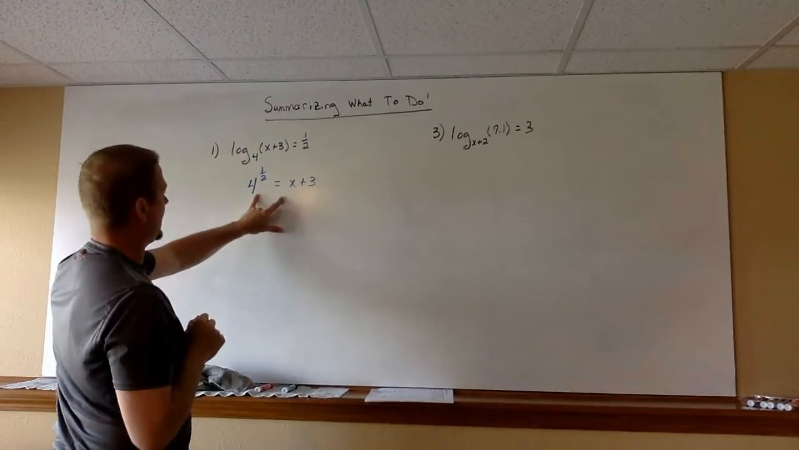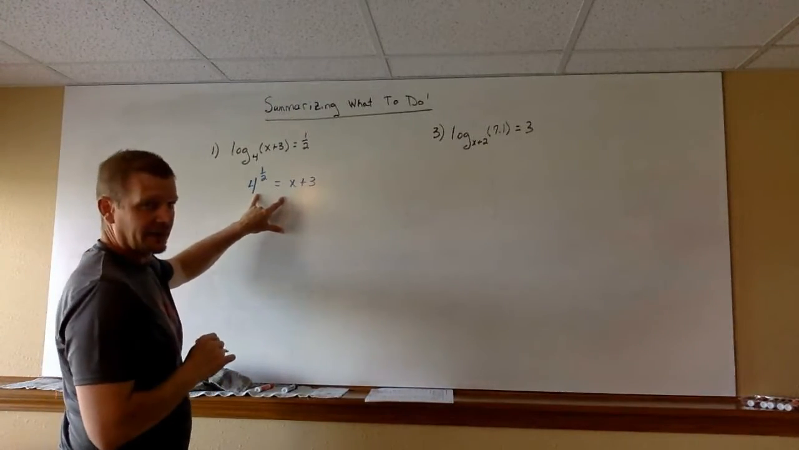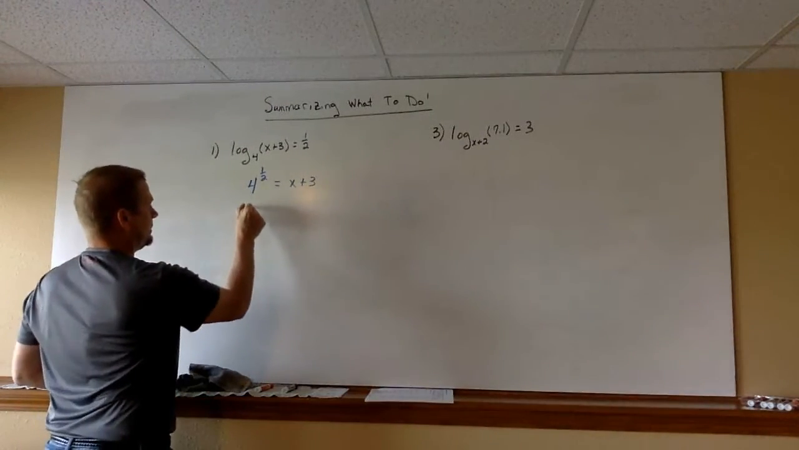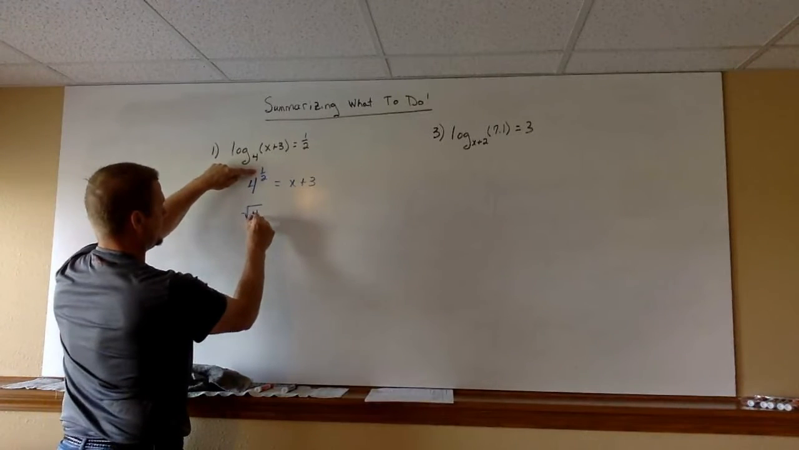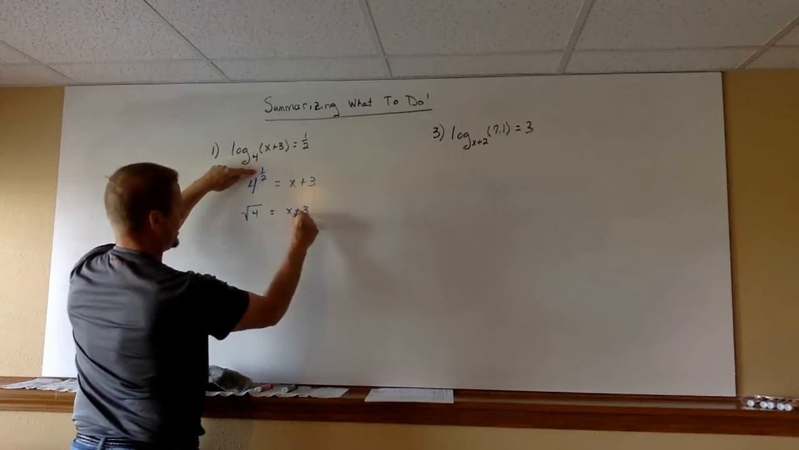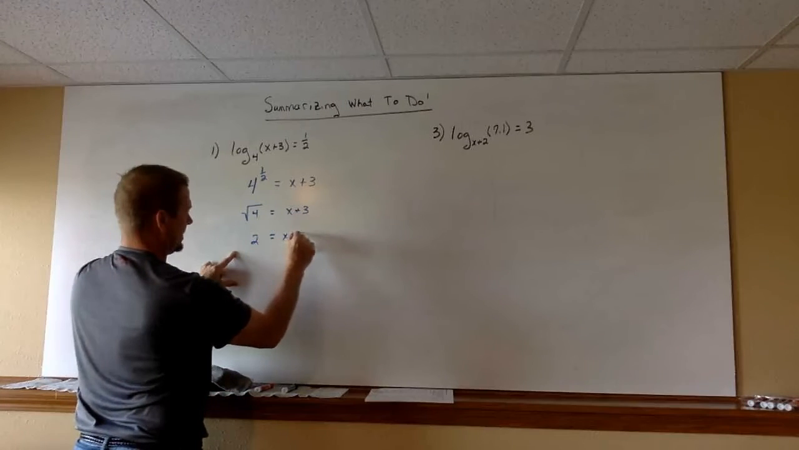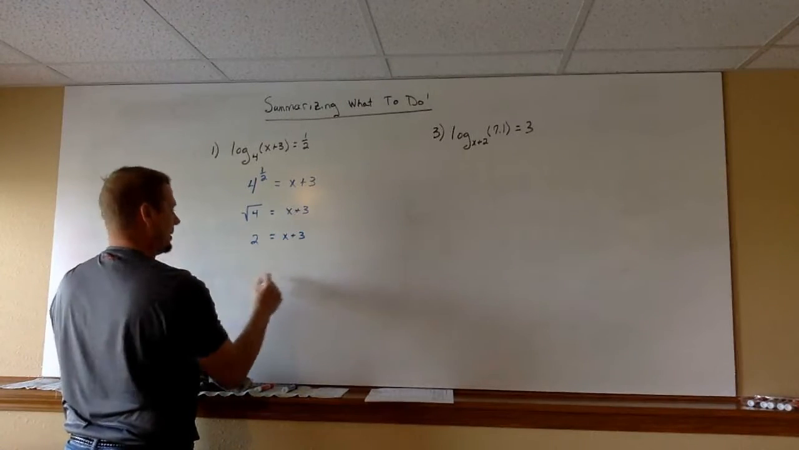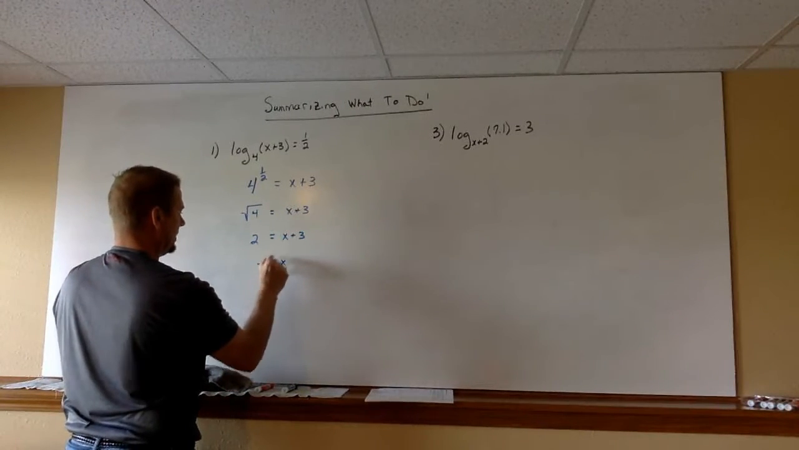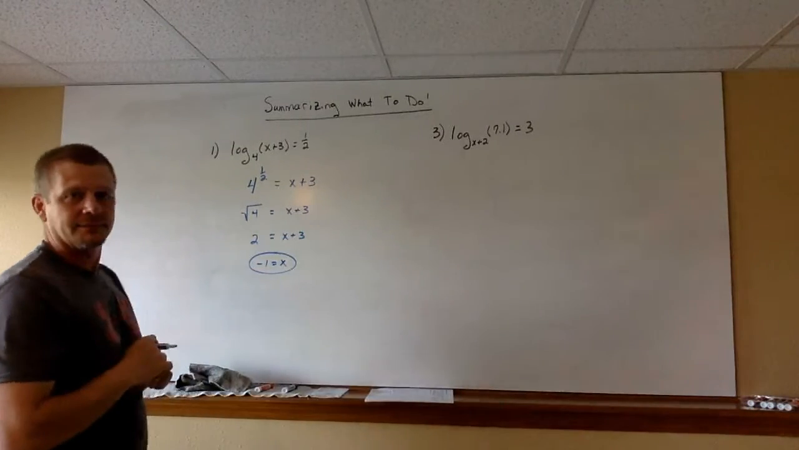Now, don't wig out, oh, I need my calculator for 4 to the half power. No, you don't. Because that's a fraction exponent, that's just the square root of 4 equals x plus 3. Well, the square root of 4 is 2 equals x plus 3, and then I'm going to subtract 3 across, so x must equal -1 in this case, okay?